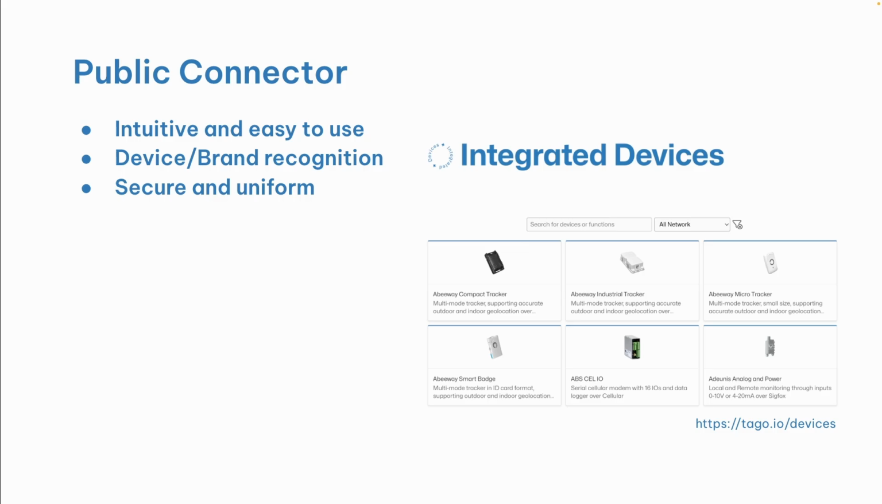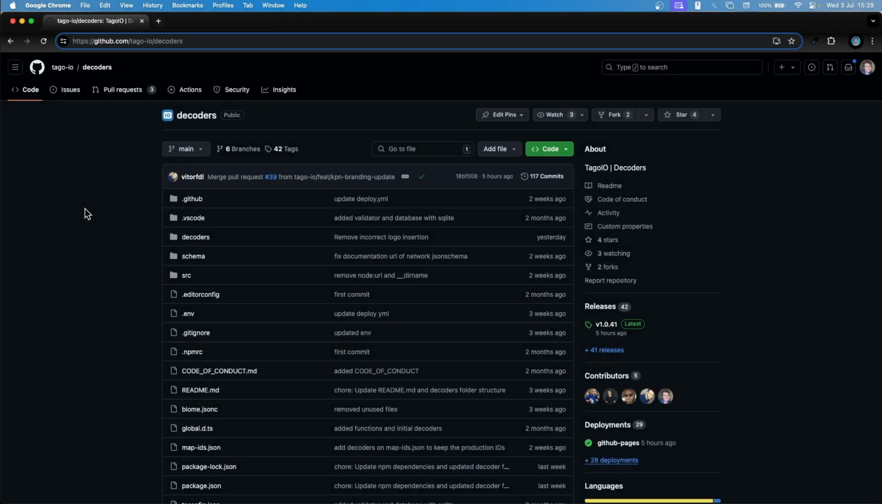So now let's start our tutorial. First thing we have to do is head over to the GitHub repository. You can do that by finding it in the TagoIO GitHub profile, and then going to the decoders repository.